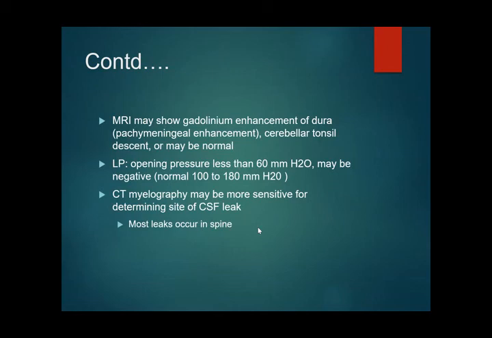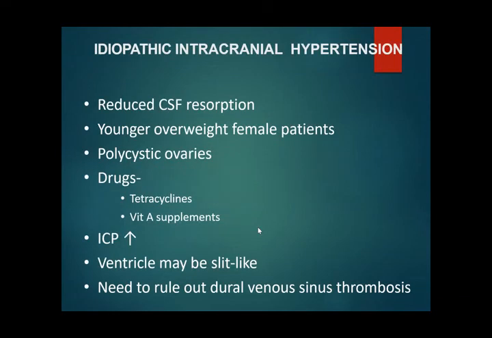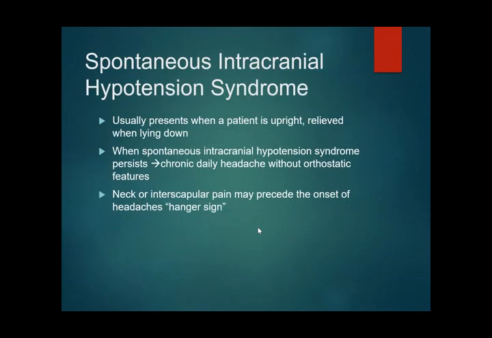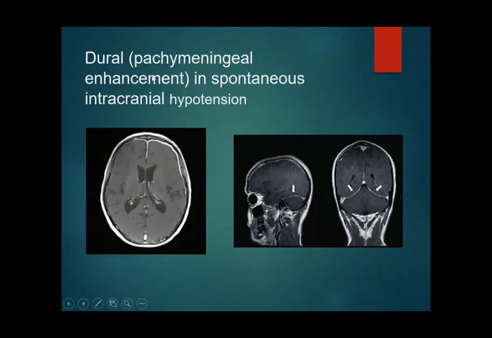Then we have idiopathic intracranial hypertension. It occurs due to reduced CSF resorption, and it usually occurs in younger, overweight female patients. Polycystic ovaries is one of the causes, and there are certain drugs which can cause this, like tetracyclines and vitamin A supplements and vitamin A derivatives like tretinoic acid, especially the oral tretinoin compounds which are used for acne treatment. These can be the cause.